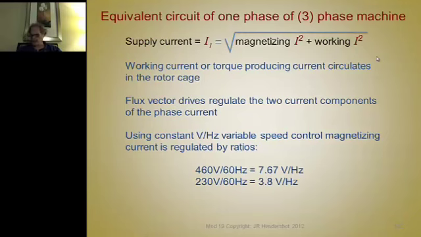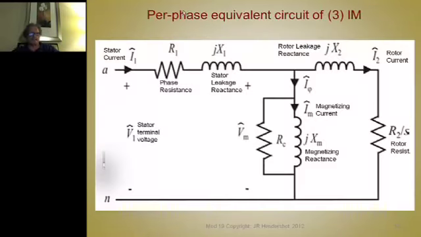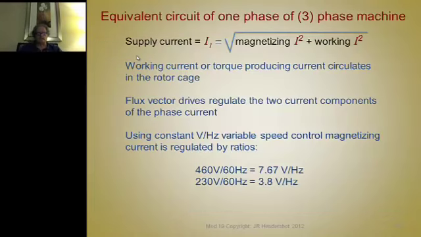And the supply current that we saw in the previous slide, the phase current or supply current, is broken up into these two current vectors, and that equals the magnetizing current squared plus the torque producing current squared. The root of those is the supply current. So the working current or torque producing current circulates in the rotor cage, and the flux vector drives the regulation of the two current components of the phase current, as we'll see in a diagram later.